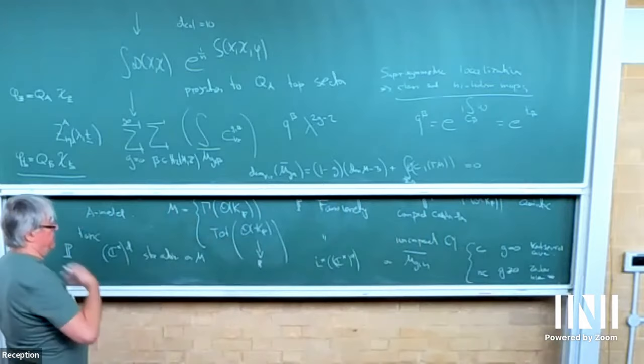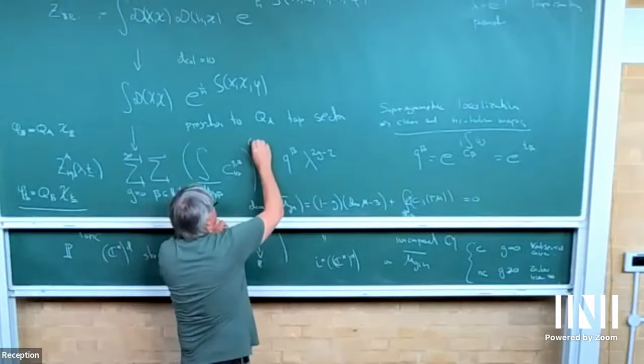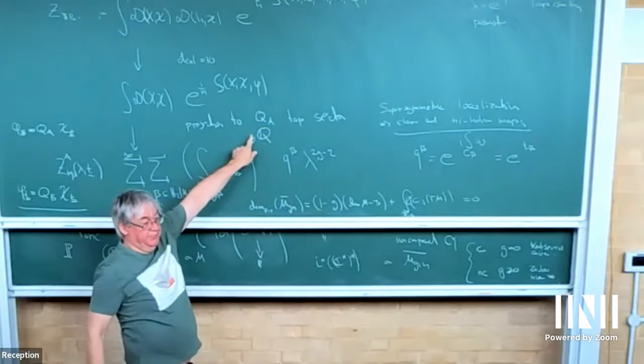You get a stack, and the fact that this is a stack also leads to the unpleasant fact that this is actually rational. It's not an integer, because you have this orbifold action, and then you get elements here in rational numbers.